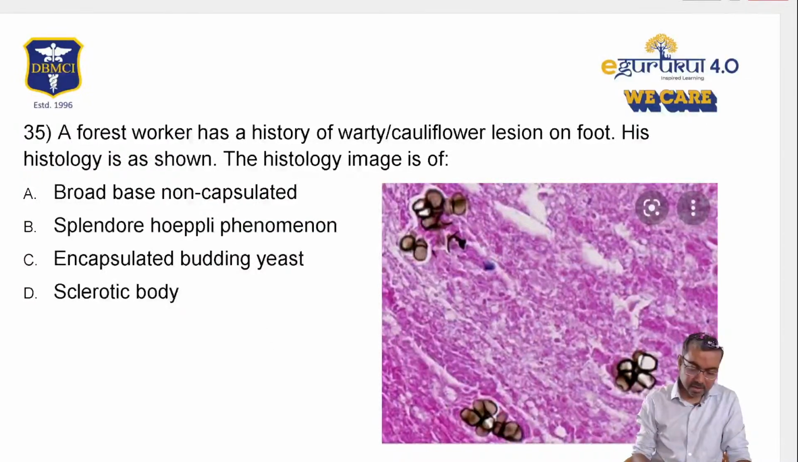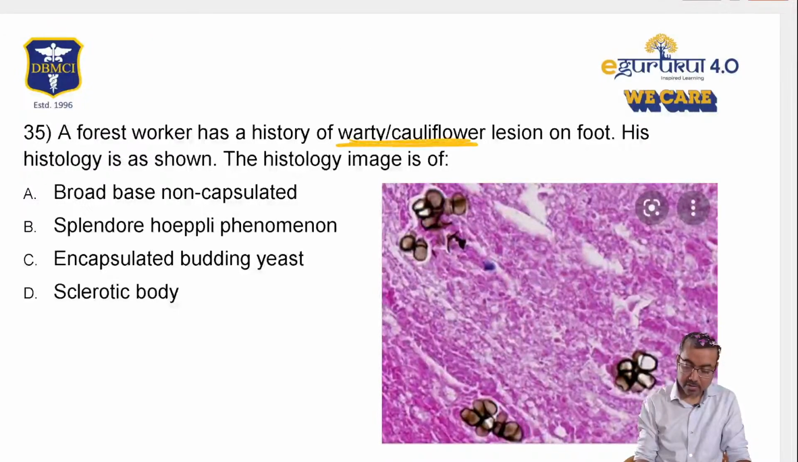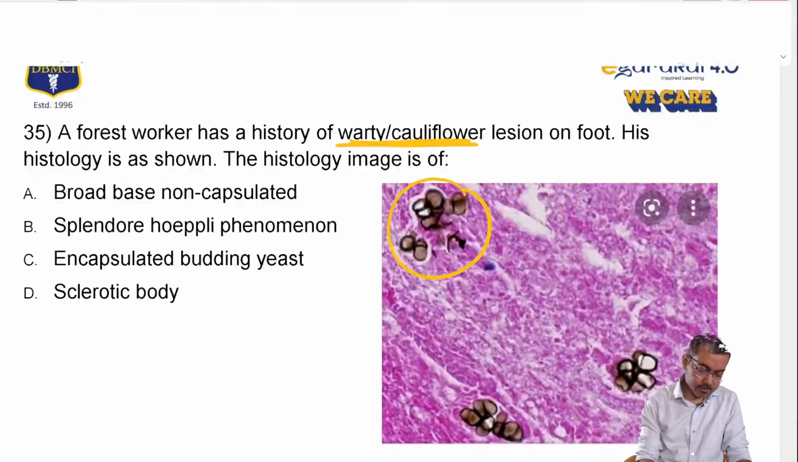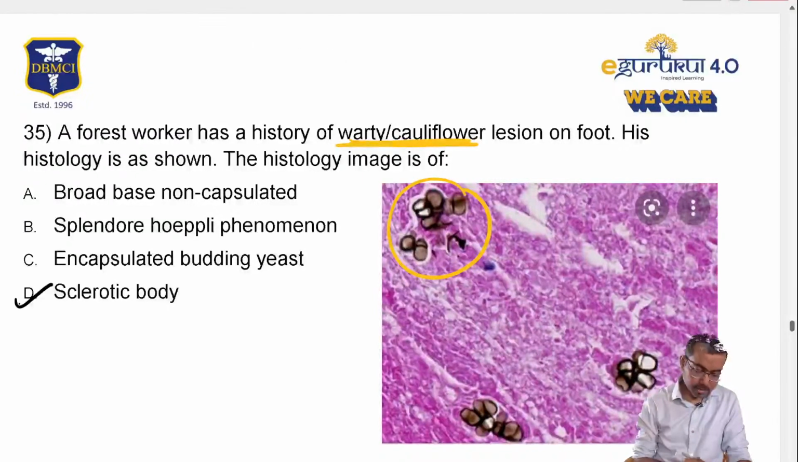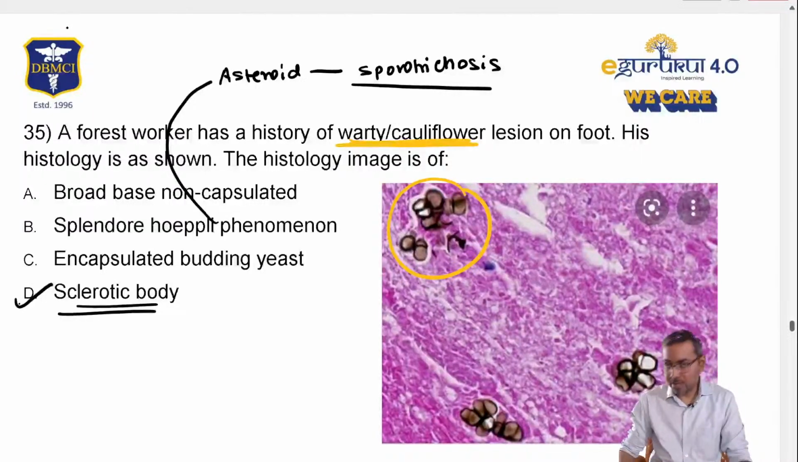A forest worker has a history of cauliflower lesions. Cauliflower lesions, forest worker. What is it called? Chromo has been asked too many times. Sclerotic bodies. Splendore-Hoeppli phenomenon is an asteroid body seen in sporotrichosis. So this is very typical, the brown sclerotic bodies of chromoblastomycosis. Should be easy to understand.